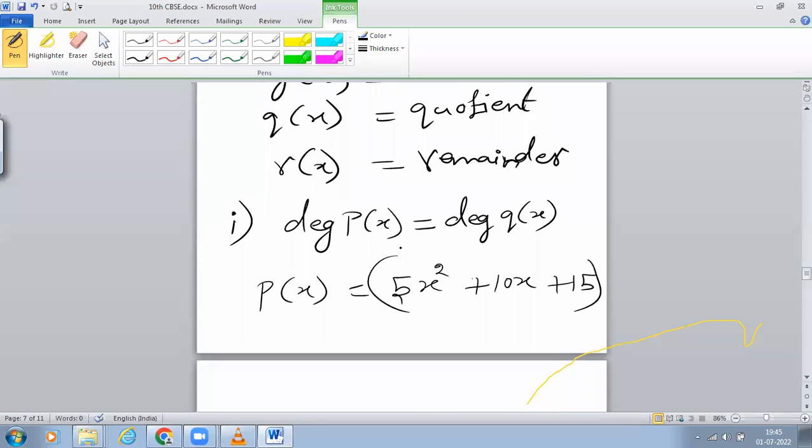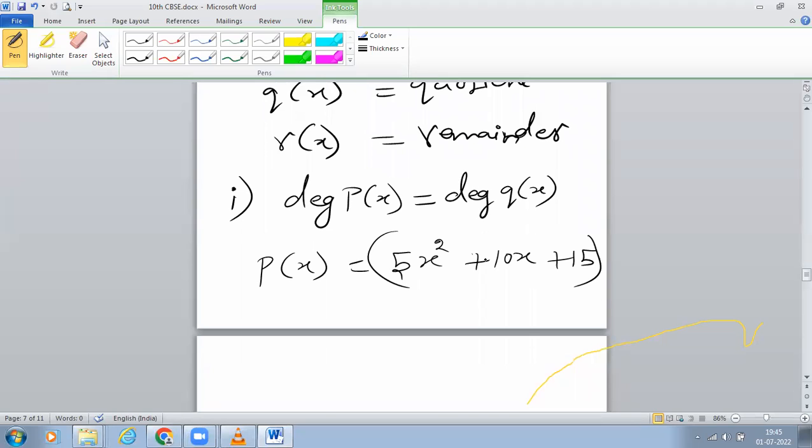Now I have taken a polynomial p of x for the example. Now I'm going to take g of x. For this, what I'm going to do is, because we have to form polynomials such that the degree of p of x and the degree of q of x are the same.